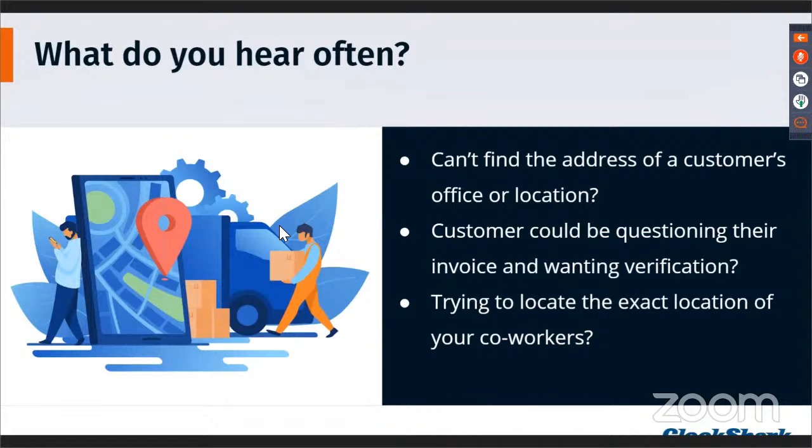The reason why I bring this up is, in the day and age that we live in, think about how GPS and verification has really changed our lives for the better. Maybe you can't find an address for a customer's office or location. Where do you find that? Well, you go to Google, you go to Apple Maps, or if this is for business purposes, you can use ClockShop.